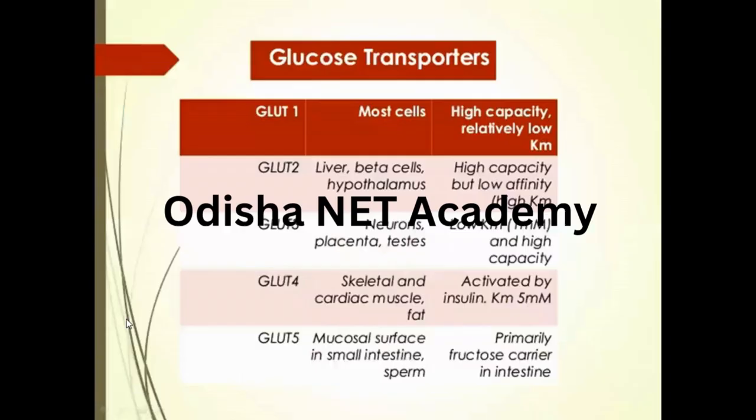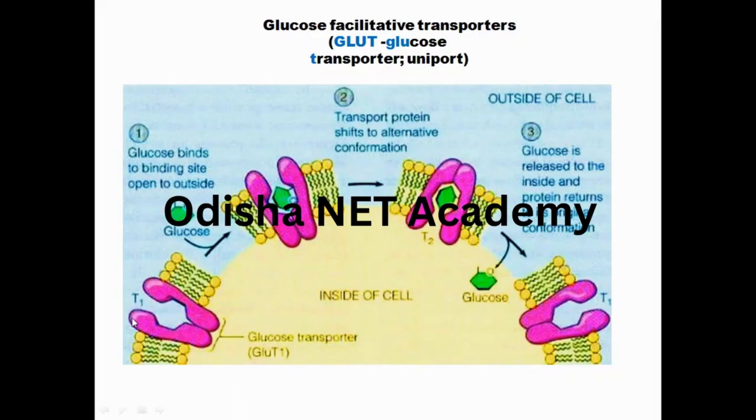In one conformation, called T1, the carrier molecule opens outside of the cell, and at that time glucose enters into the carrier molecule. In the next conformation, T2, it opens inside. In flip-flop the protein travels from outside to inside, but here the transmembrane protein remains as such and only changes its conformation. Like this picture: in T1 it opens outside, in T2 it opens inside, so that glucose can enter and exit the cell easily. So this is the GLUT transporter.